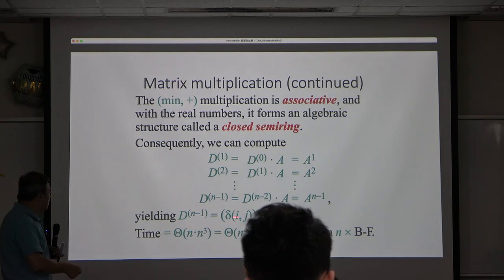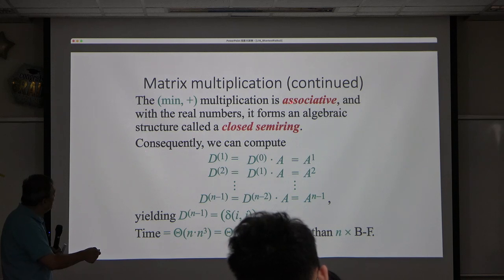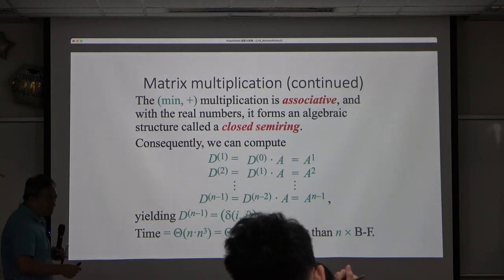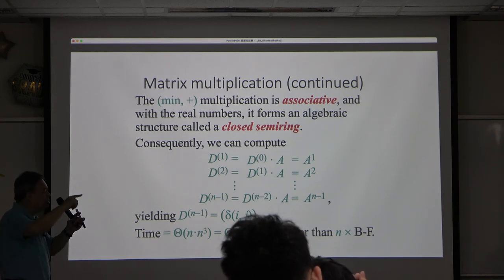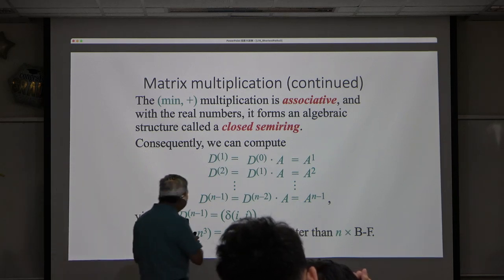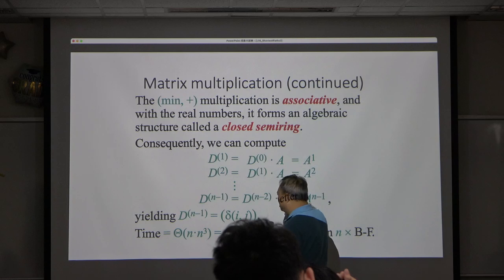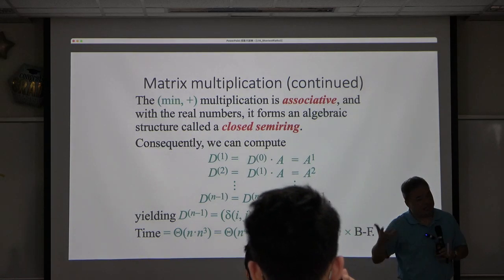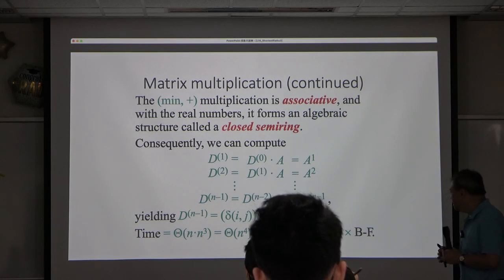So basically, D^(n-1) is going to have the content delta_ij. This time it is not a regular matrix multiplication. You change the multiplication to addition, and you change the summation to the min. So even though we use the dot, they are not really matrix multiplication per se, but you get the idea.